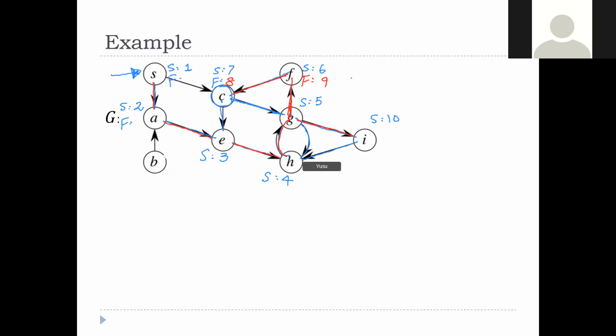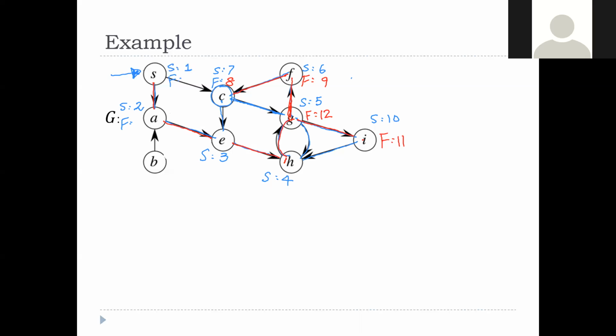Then we continue to explore. I has a neighbor, which is H, okay? But H is already discovered, so we don't do anything, we come back, and I doesn't have any other neighbor. So exploration of I is done. At this point, we discovered I at time 10, and we finish exploring at time 11, okay? And this means that we go back to whoever discovered it, which is G, okay? Now, there are no more neighbors of G, so exploration of G is done, so we mark the finishing time to be 12, okay?